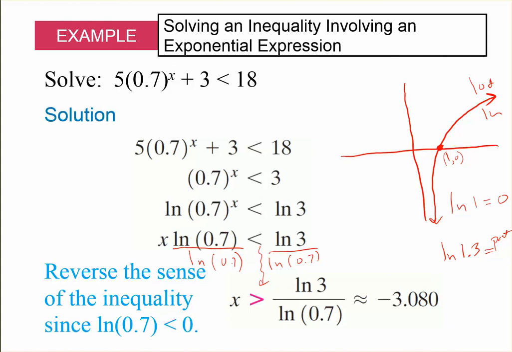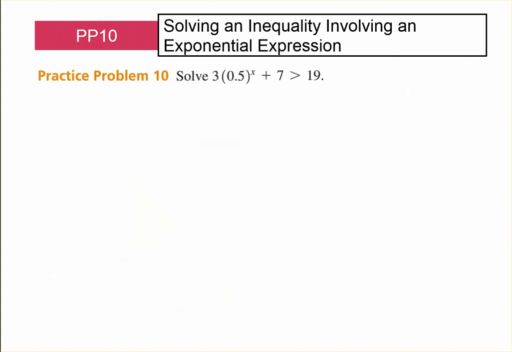Okay, easy one for you guys to try. All yours here. Watch my time here. So I got 10 minutes. Okay, that would be just about right. Okay, so notice these are exponential expressions, right? X is in the exponent, and then we'll switch gears to a log expression. So 3 times 0.5 to the x plus 7 greater than 19.